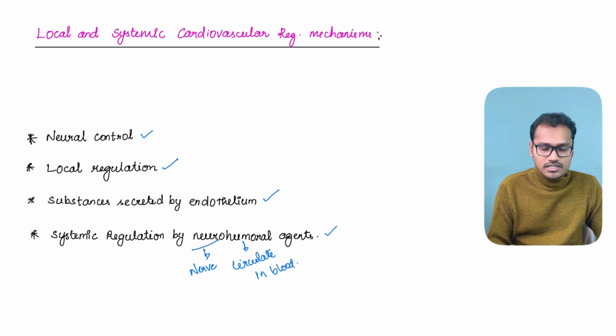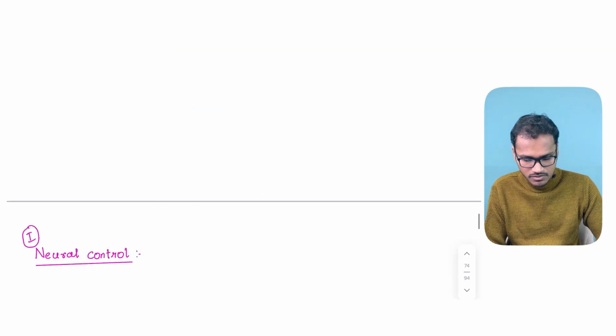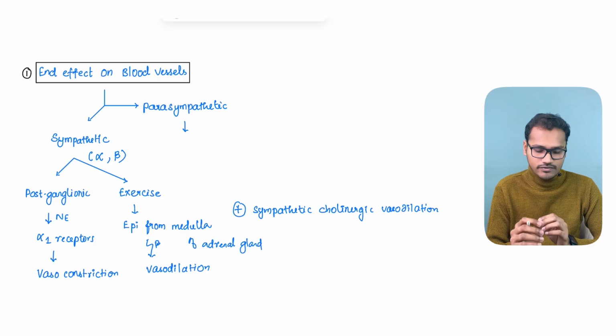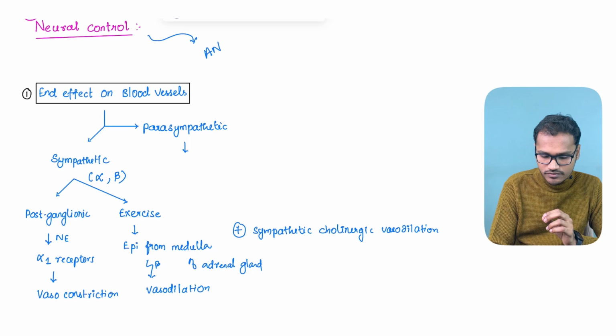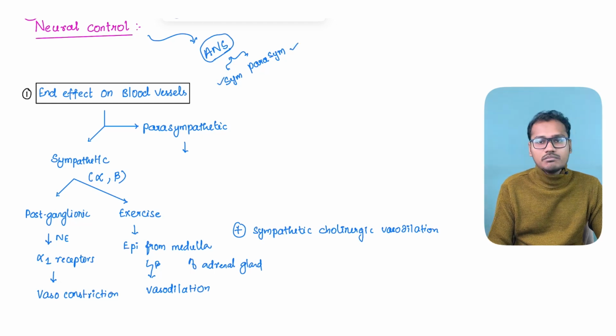So first, the neural control. We will study the neural control under various headings. What is the effect of neural control on the blood vessels? All of us know neural control with respect to the cardiovascular system is done by the autonomic nervous system. It has two divisions, which all of you might be familiar with: one is sympathetic, another one is parasympathetic. The ANS as such we will cover in separate videos.